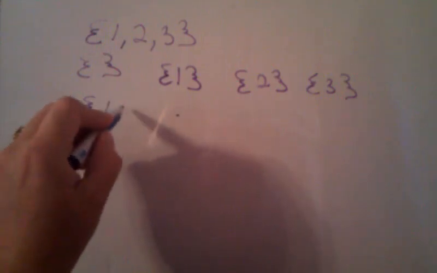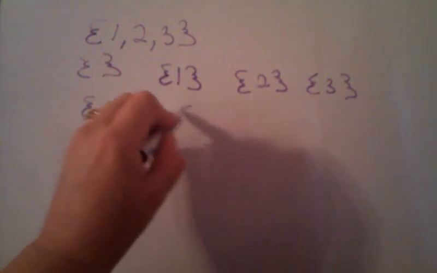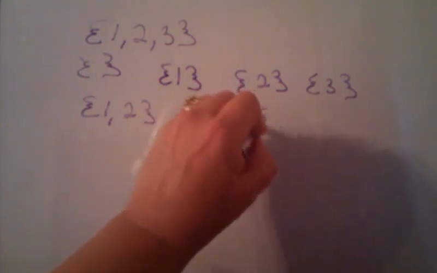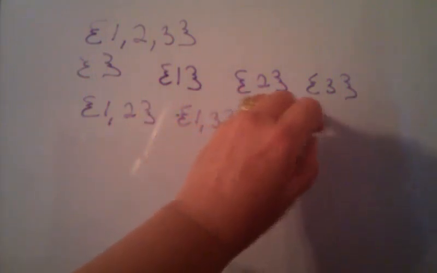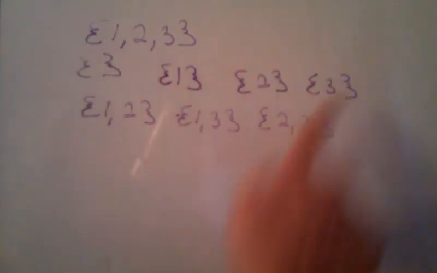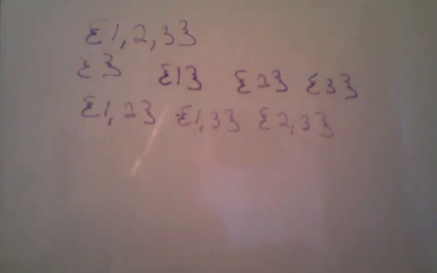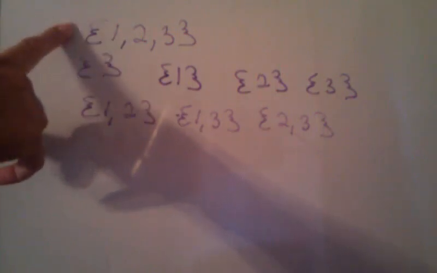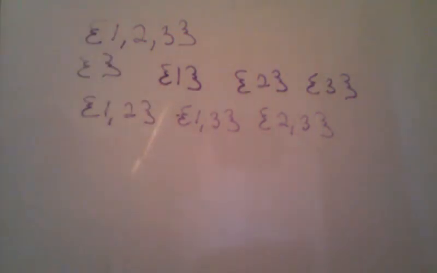We can do 1, 2, 1, 3, and 2, 3. Okay, and that's all of them. So let's count them. 1, 2, 3, 4, 5, 6, 7, 8. So there are 8 subsets of that set. The set is also the first subset that you write down. Okay? Alright.